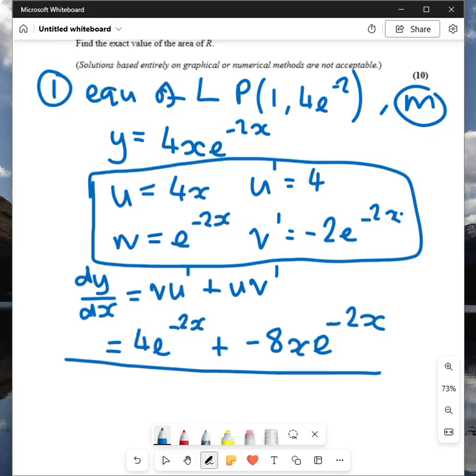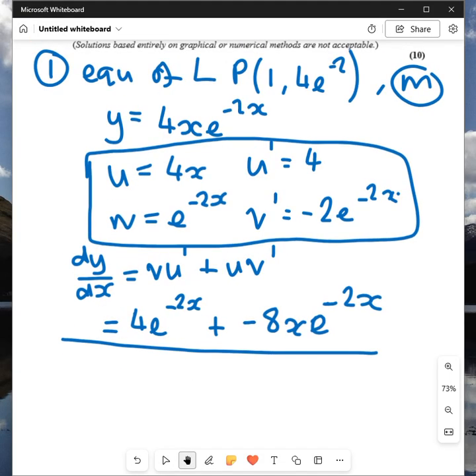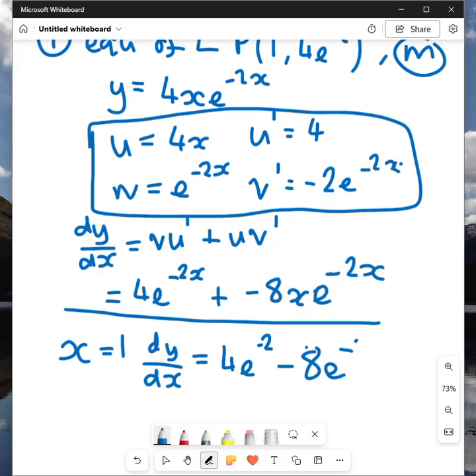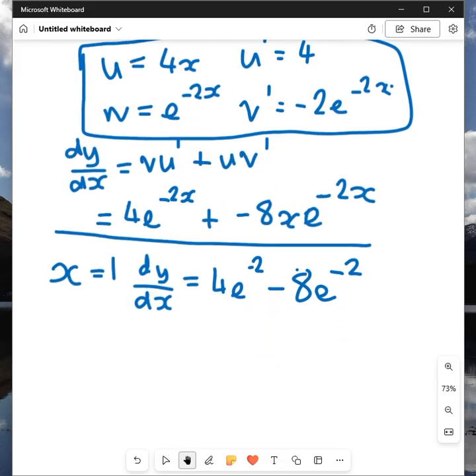So I'm trying to find the gradient at that coordinate there. So now I'm going to substitute in x is 1 to find out what the gradient is going to be. So dy by dx now is going to be 4e to the minus 2, and then that plus minus is just a minus, so it'll be minus 8e to the minus 2. And then we can simplify that, and that will give us minus 4e to the minus 2.